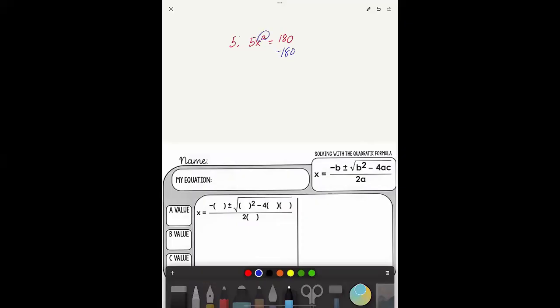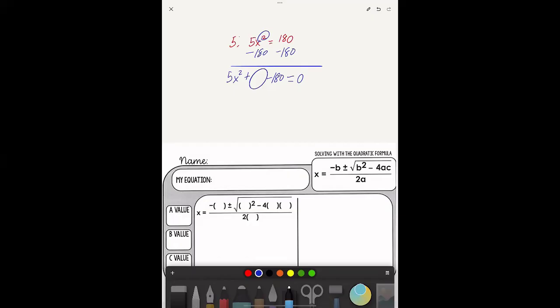We have a quadratic equation, so we can use the quadratic formula, but it has to be equal to 0, which means I need to subtract 180 from both sides. So over here is going to be 0, which is what I want. But since there's no constant over here, we're just going to go 5x squared plus minus 180.